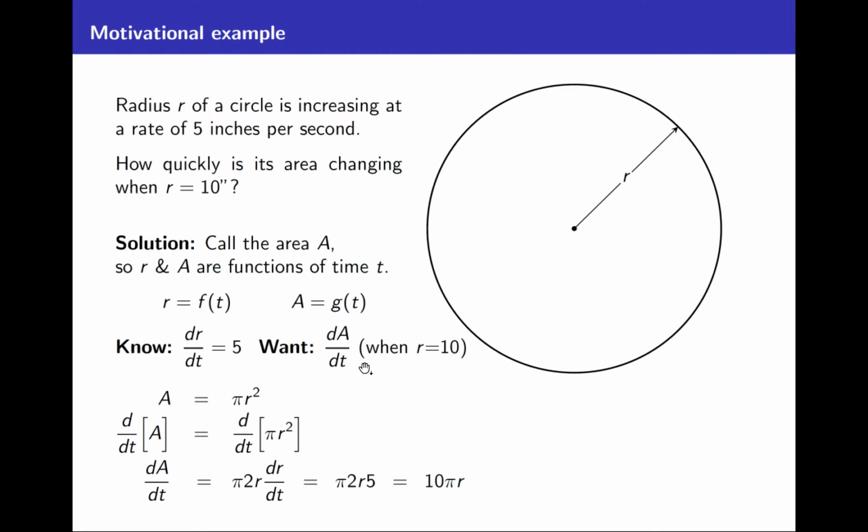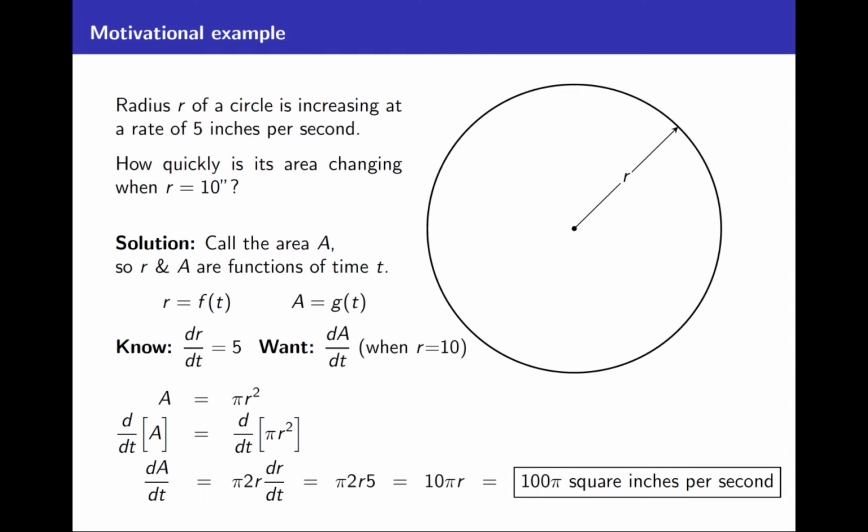And what we want is dA/dt at the precise instant that r is equal to 10. So to get that, you just plug in 10 for r right here. And you get 100 pi square inches per second. It's approximately 314 square inches per second. So that solves the problem.